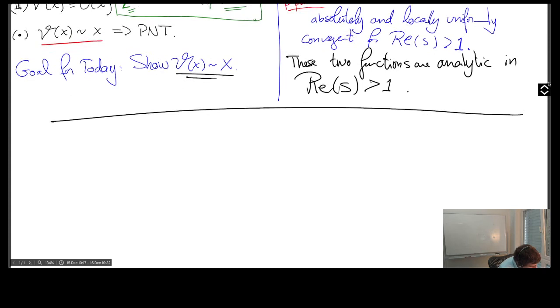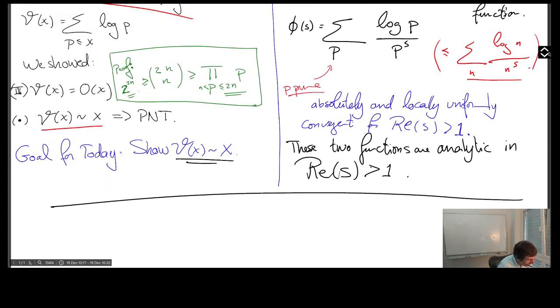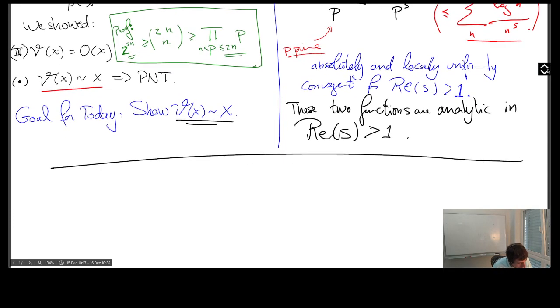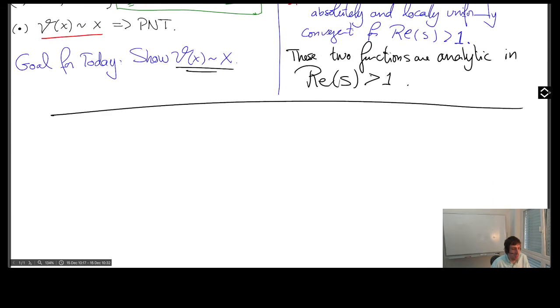Okay, so we have these two analytic functions in the region real part of s bigger than 1. So let's now relate the Riemann zeta function with primes, and this is done by what I'm calling 1.